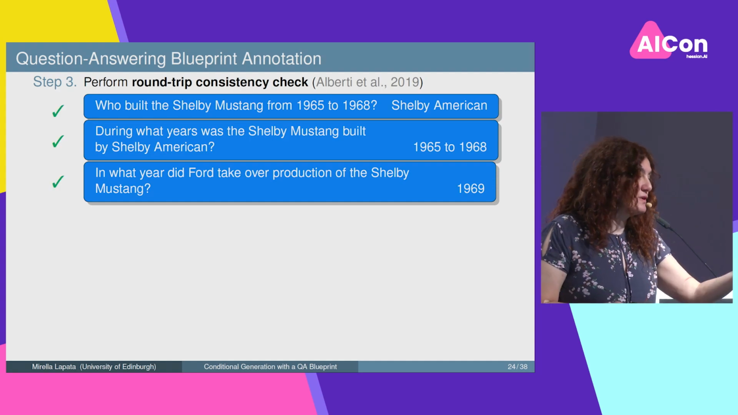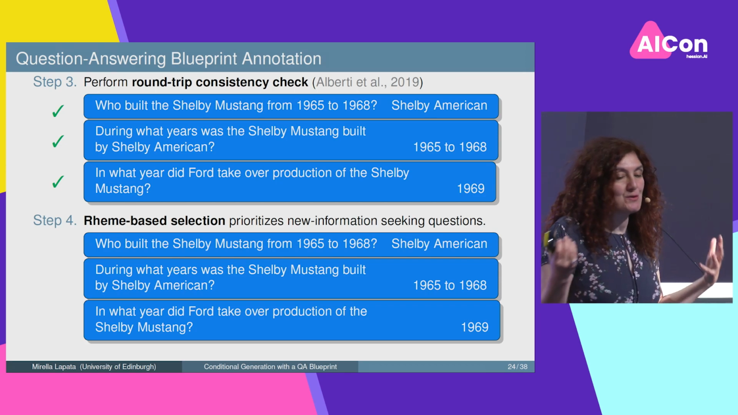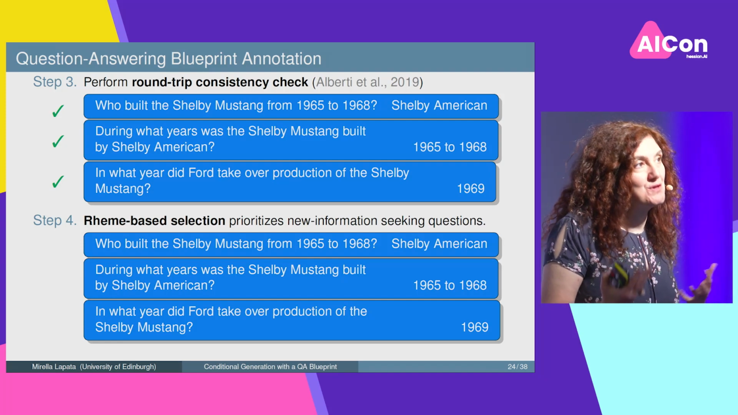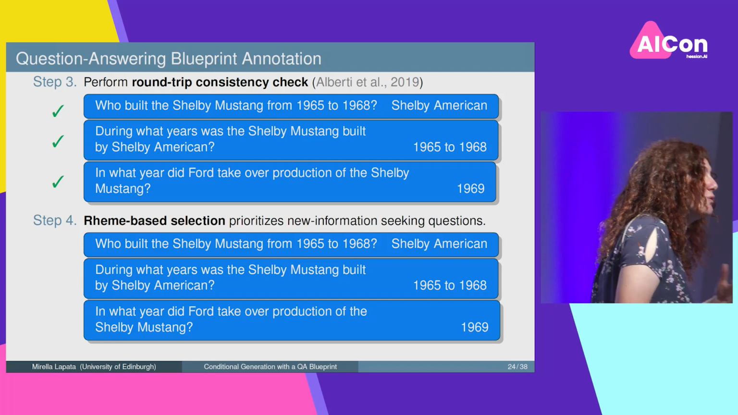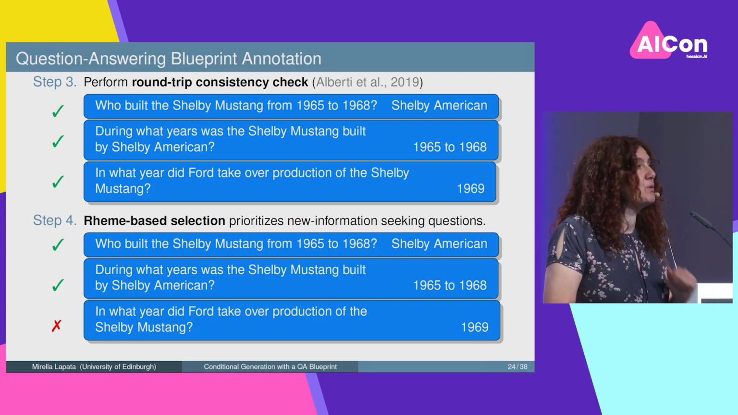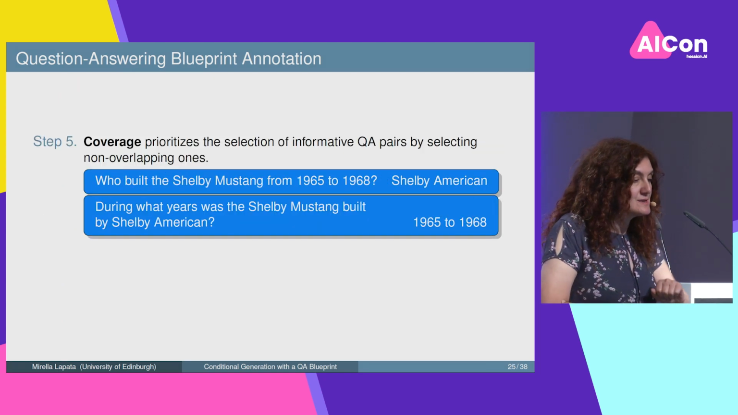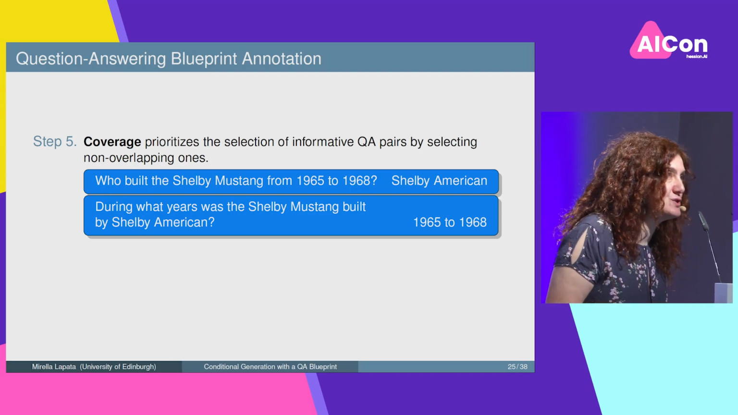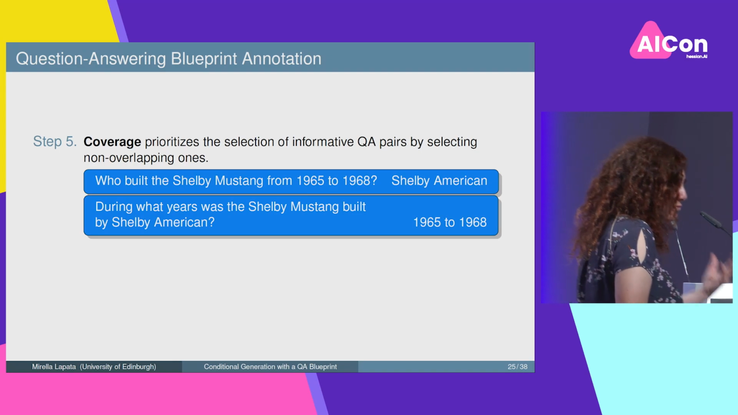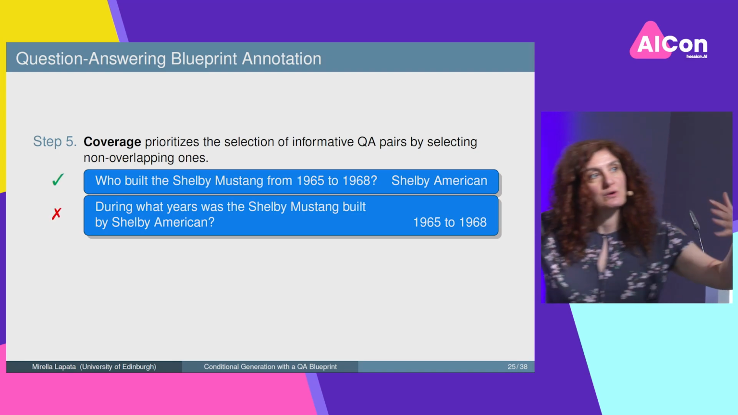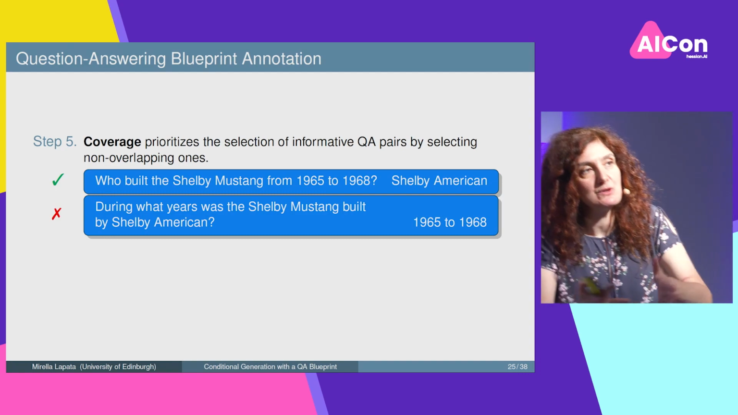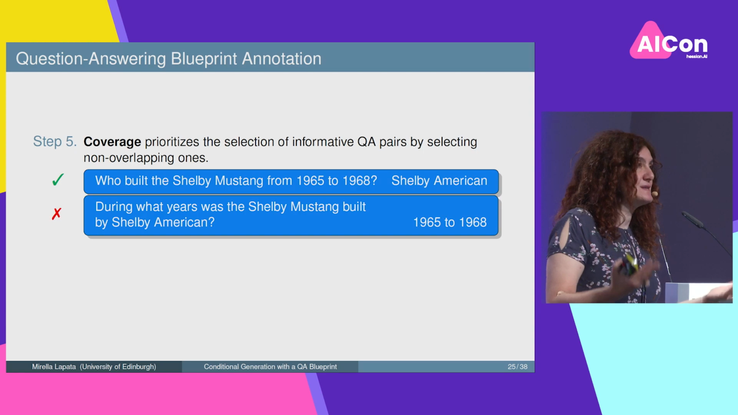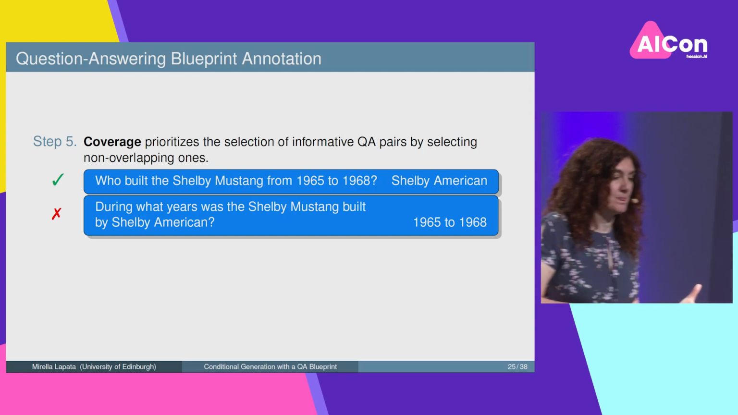Another idea would be, so all these questions would pass. The other thing would be we want varied questions, questions that talk about different things. So if you have repetition in the question, that's again not good. So here we would get rid of the final question-answer pair. And also we want to remove repetition. So if you have overlapping questions, you would also remove them. And so, you know, you start with many question-answer pairs, you reduce them using heuristics, and then you order them depending on how they appear in the summary, and that's your blueprint.